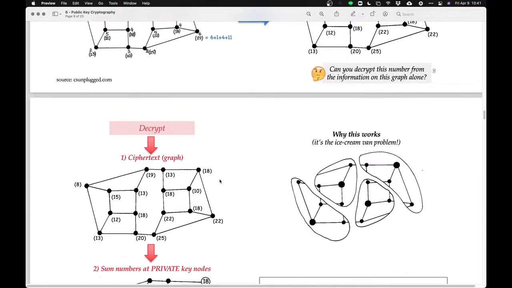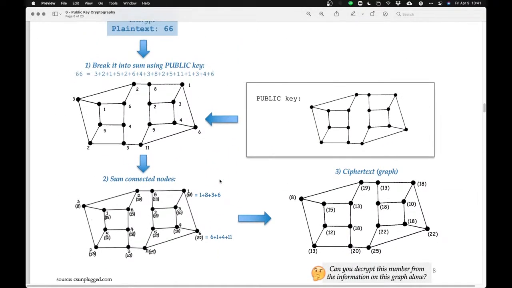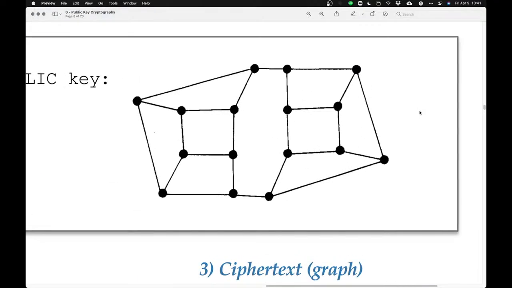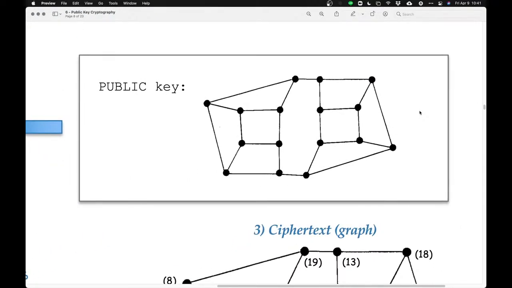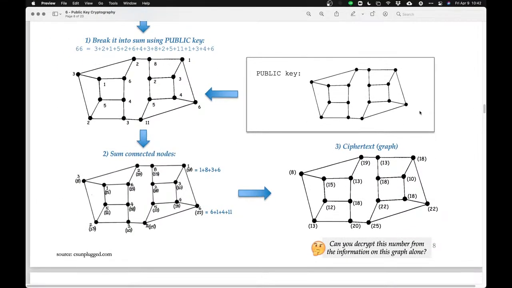Is it easy to decrypt this? Well, on pen and paper, no, it's not easy, because what you would have to do is take this public key and play the ice cream van problem on it, which, as we found out, is not easy. For a small game like this, it may not be too difficult, but for a large game, it would be difficult. If instead of about 16 nodes we had 1024 nodes, this would not be feasible for a human being to play, given as much time as they want. So the only way to hack it is to play the ice cream van problem.